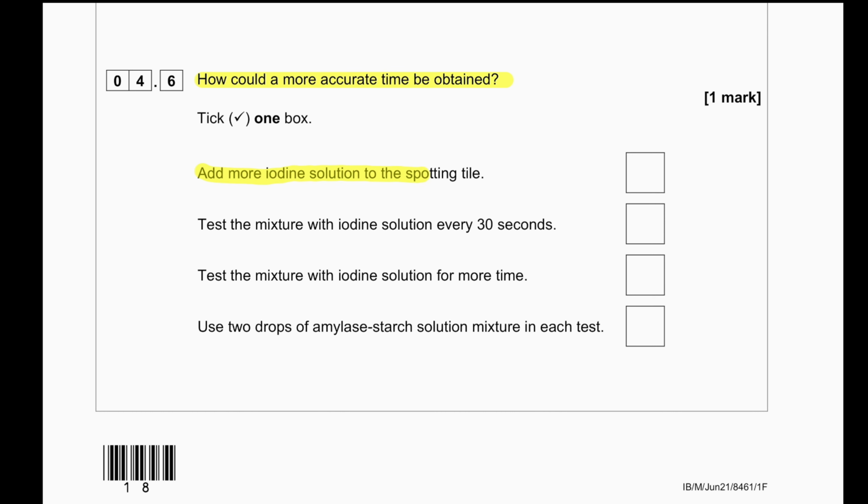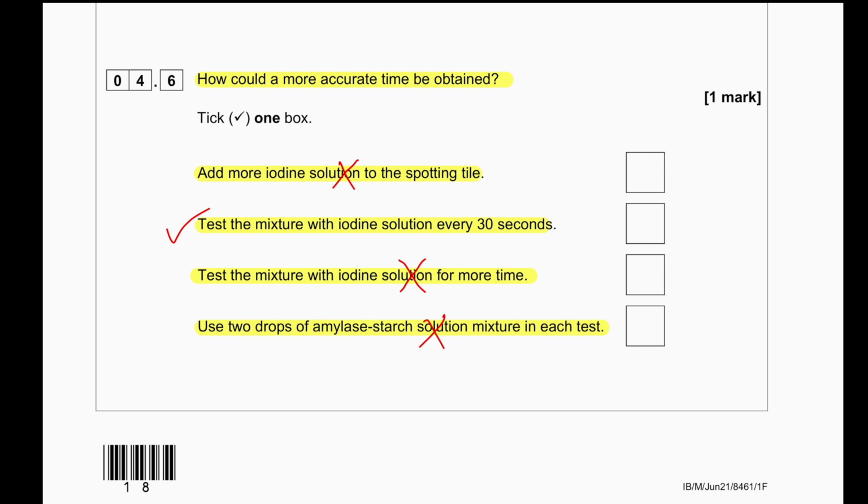Add more iodine solution to the spotting tile. Test the mixture with iodine solution every 30 seconds. Test the mixture with iodine solution for more time. Use 2 drops of amylase starch solution mixture in each test. Now using 2 drops has no added effect. To test the mixture with iodine solution for more time will not have any added effect because the reaction has finished after the 10th minute. Okay, and the first point, add more iodine solution to the spotting tile, will have no effect because it will still give the same blue black or yellow brown result.